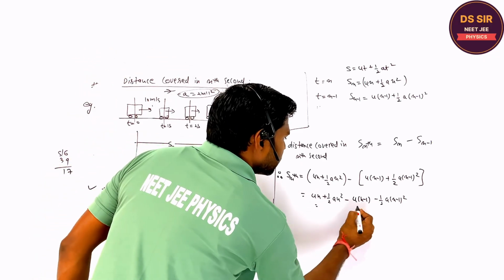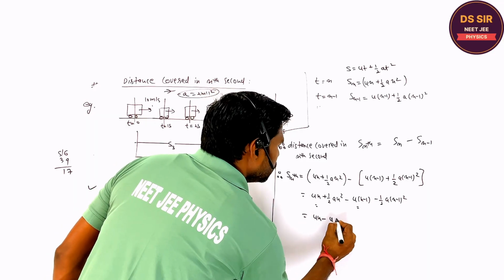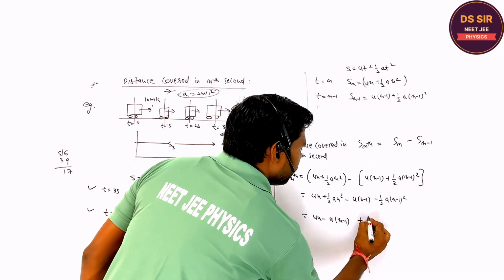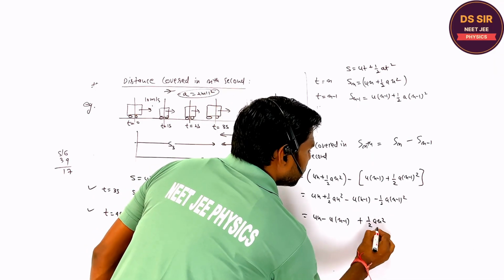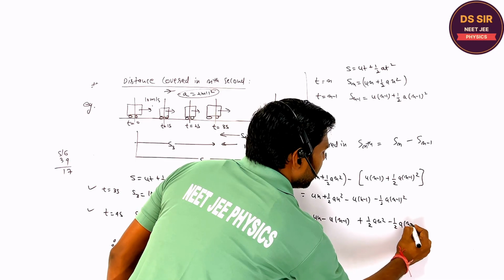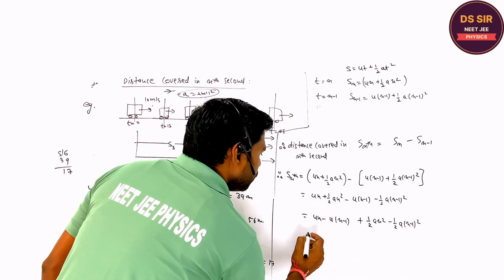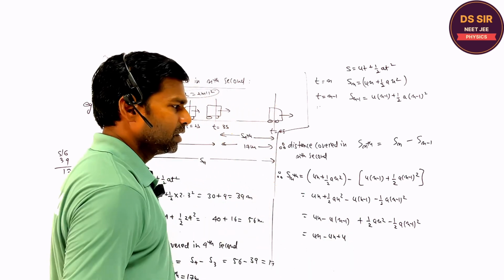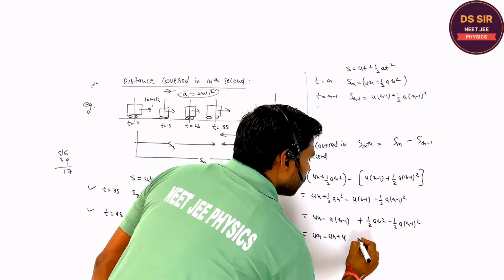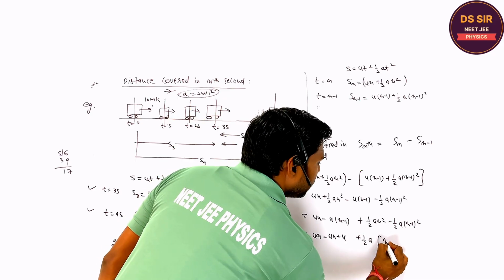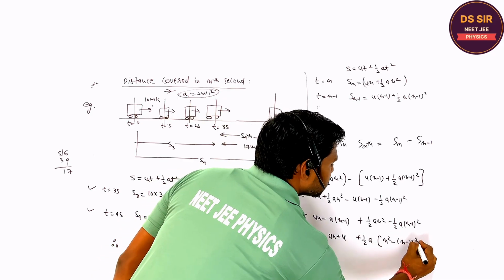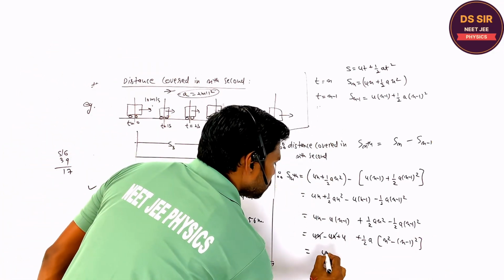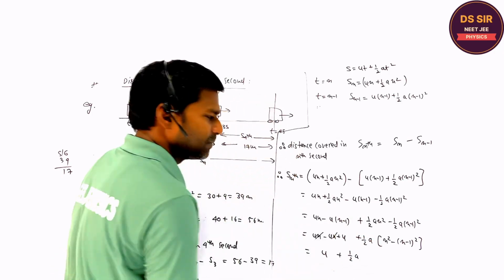Take these as common, u1 minus un minus 1, and make the group of half a n square minus half a n minus 1 whole square. From here you can simplify u1 plus u, and if you take half a common, inside the bracket n square minus n minus 1 whole square will be left. This u1 and u1 will cancel out, so only u plus half a.